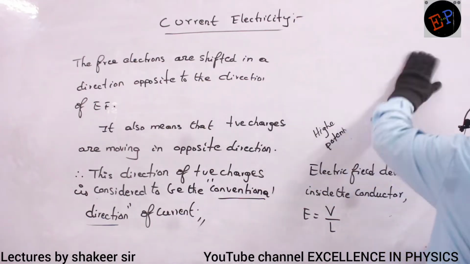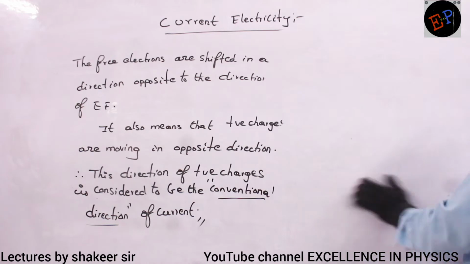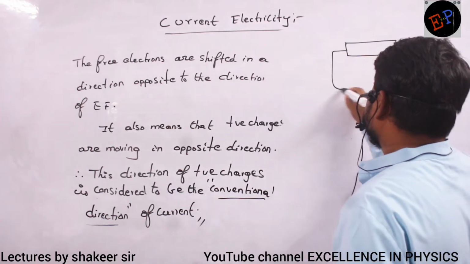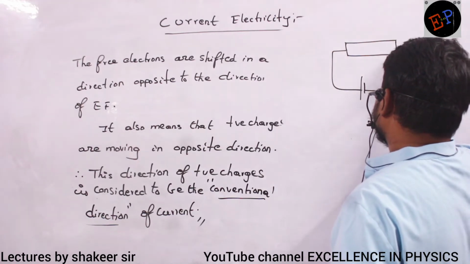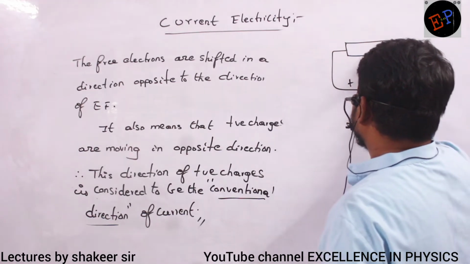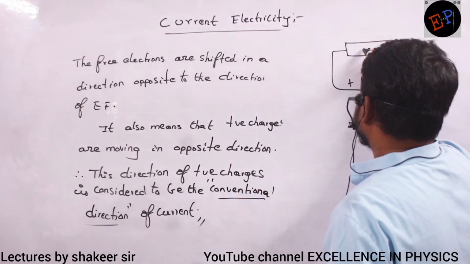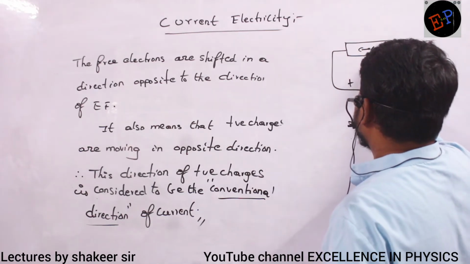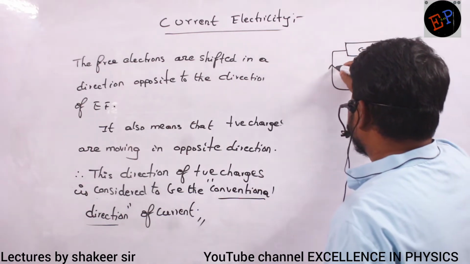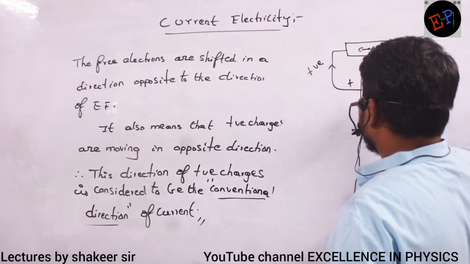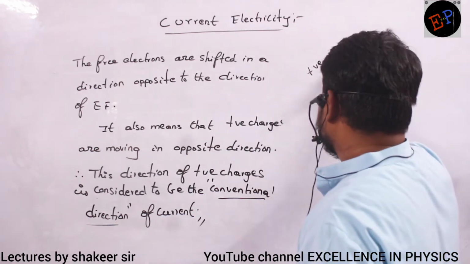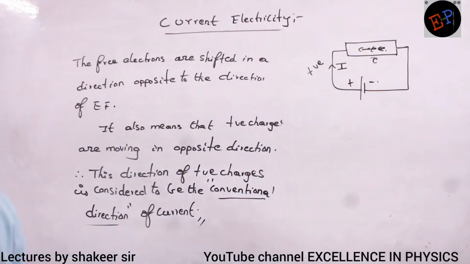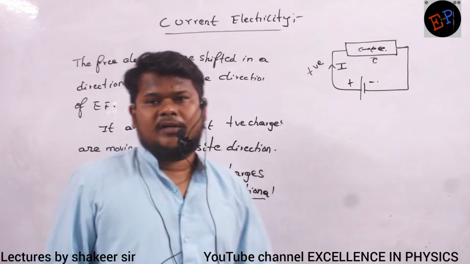So therefore, how can I draw this diagram? If this is the conductor and this is the battery supply which is given, then I can say that electrons are traveling in this direction. What are these? These are the electrons. But positive charges are moving in the opposite direction. And this is the direction of current. The current direction is considered to be the positive direction of current. Are you able to understand?